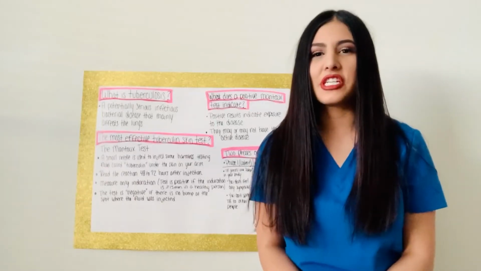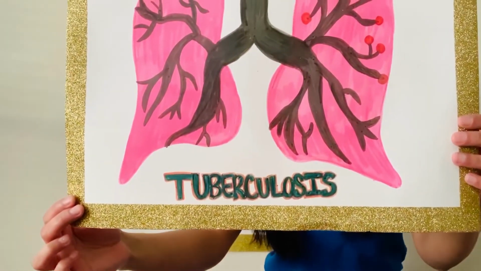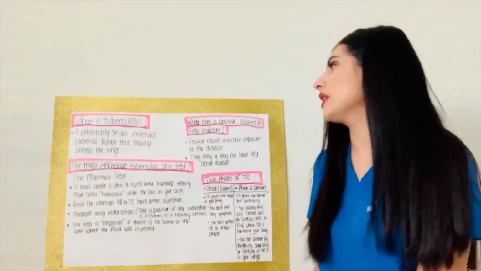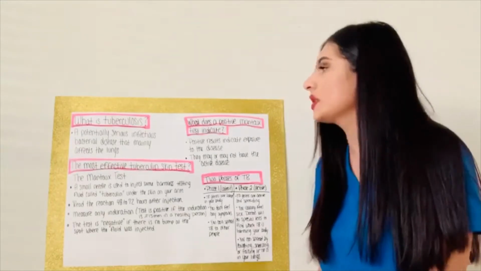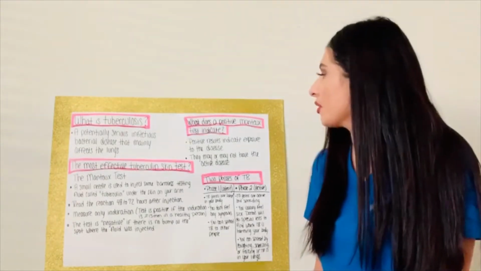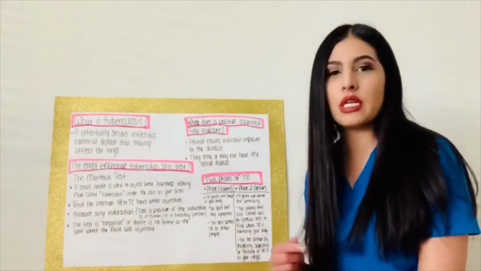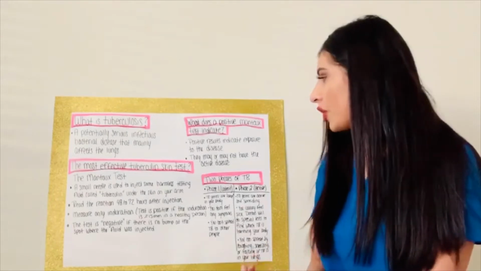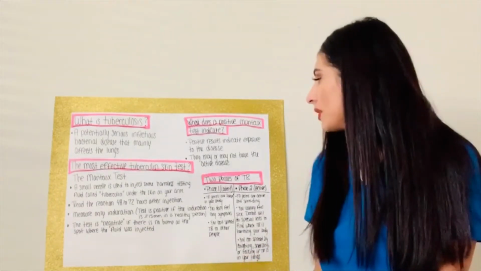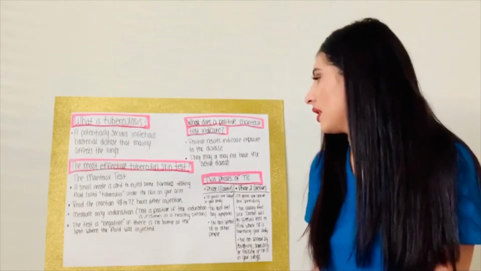Hi, my name's Cassandra and I'm here to talk to you about tuberculosis. It is a potentially serious infectious bacterial disease that mainly affects the lungs, and the most effective tuberculin skin test is called the Mantoux test. This is where a small needle is injected into your arm under the skin, and some harmless testing fluid called tuberculin is injected.